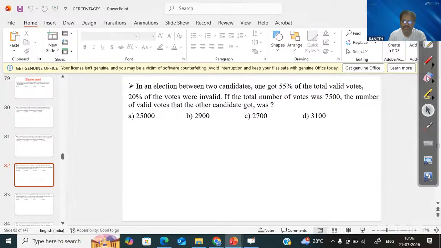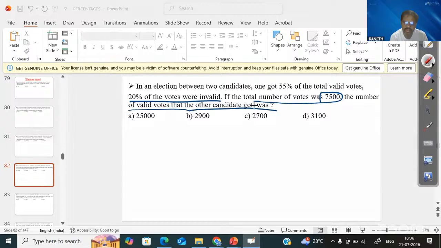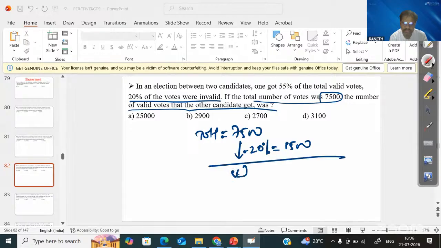So in an election between two candidates, one got 55. If total 20 percentage of votes are invalid, and the total number of votes was 7,500, find the number of valid votes that the other candidate got. So total votes was 7,500. 20 percentage of votes were invalid. What is the 20 percentage? It is nothing but 1500. So valid votes will be equal to 6000.